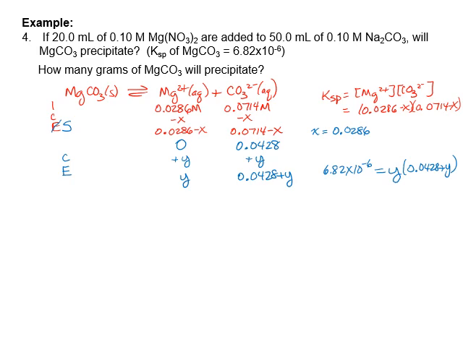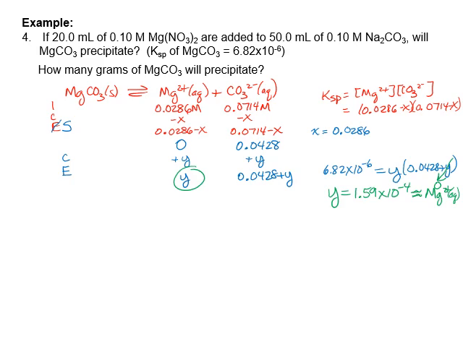We'll try assuming that Y is small in this term, and we can solve to get a Y value of 1.59 times 10 to the minus 4, which again would be equal to our magnesium ion concentration.